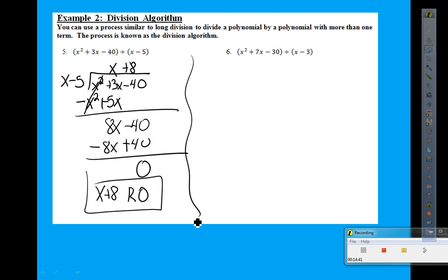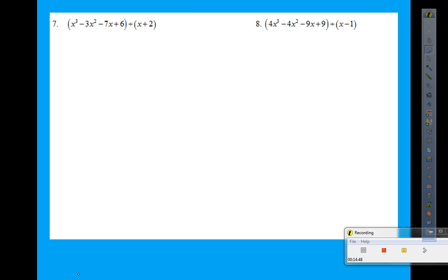I'm going to do another easy one with you. I think I'm just going to jump to number 7. So jump over to number 7 if you would, and I'll show you what we got going. I'm going to have x plus 2 going into x cubed minus 3x squared minus 7x plus 6.